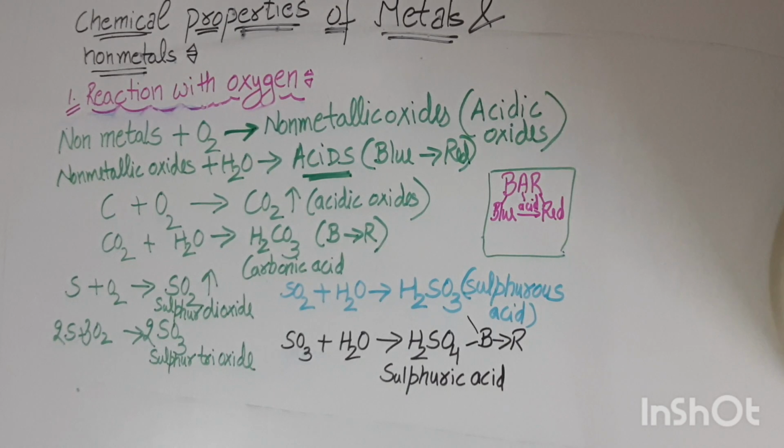So here we are finished with the reaction with oxygen. There are some metals which do not react with oxygen. These are very less reactive metals like gold, silver and platinum. They do not react with oxygen because they are inert metals, or unreactive metals.